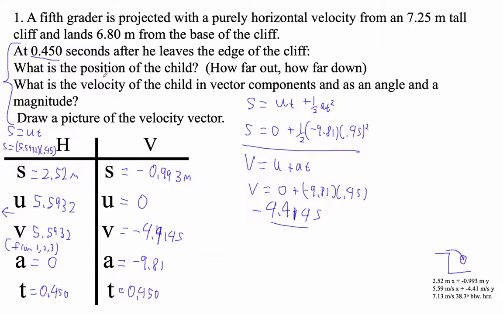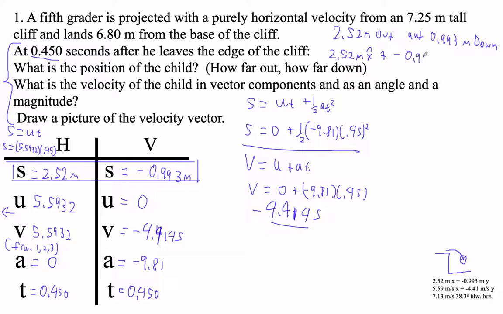Let's see, what else does it ask? It says, what is the position of the child? How far out? How far down? We could do it two ways. I could say 2.52 meters out and 0.993 meters down. That's perfectly legit. I can also say 2.52 meters x hat plus negative 0.993 meters y hat. Either one of those is a beautiful answer to this question.